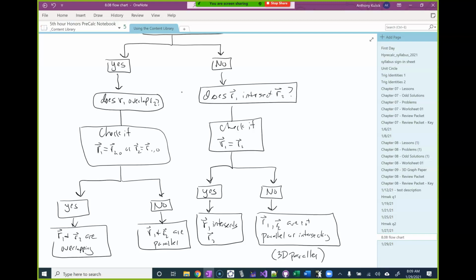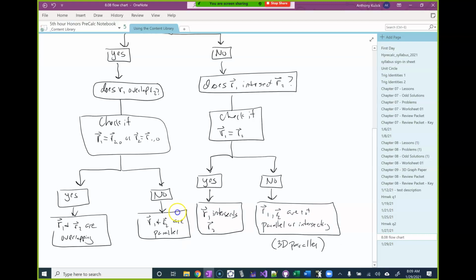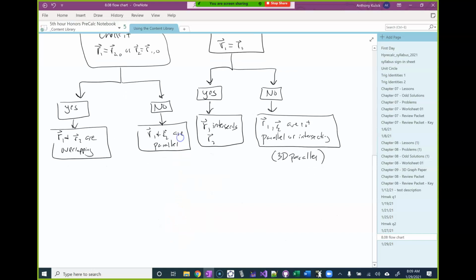Am I cool to scroll and start some examples here? I don't want to cut anybody off because, again, this is important information, but it's also in the content library. If you're like, yo, I don't know that I wrote this down right, you can always go back there and check.